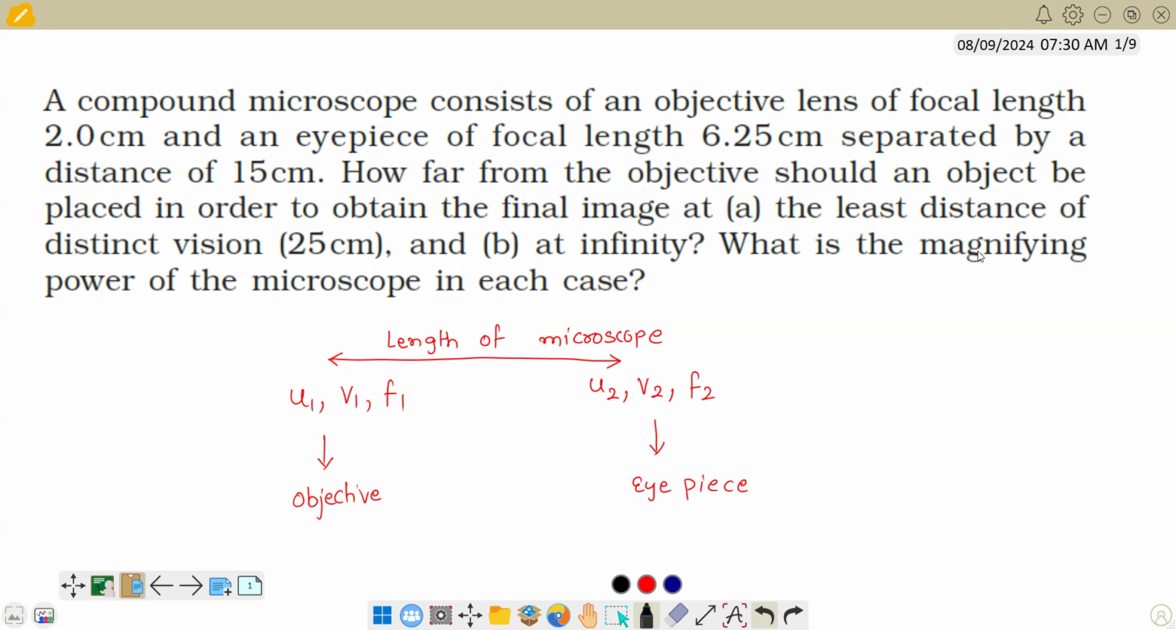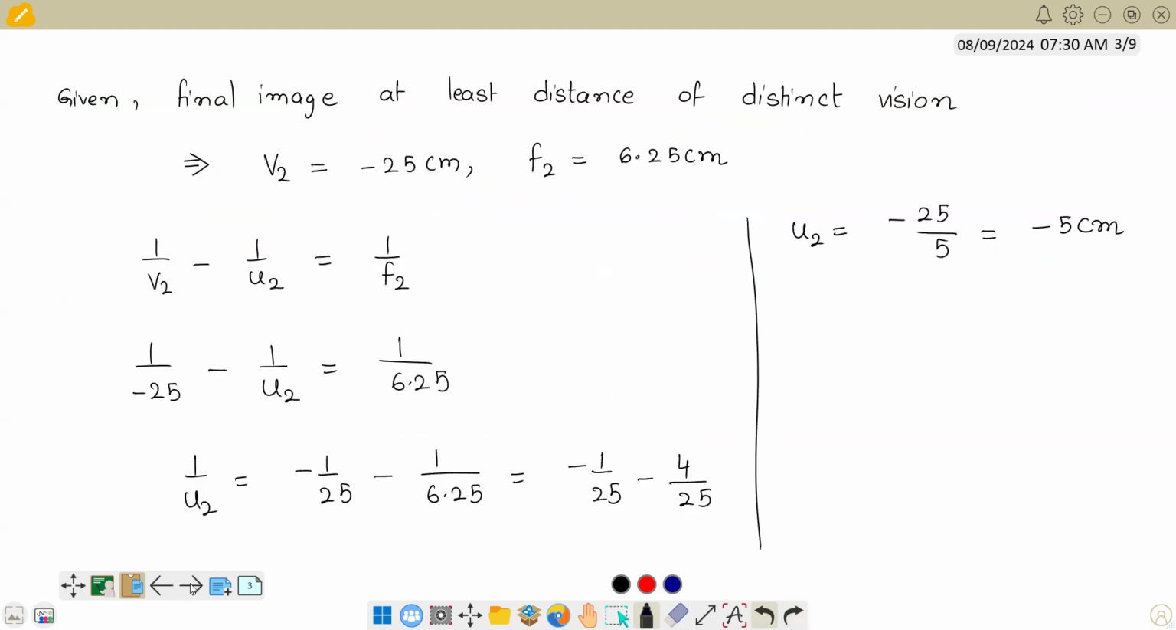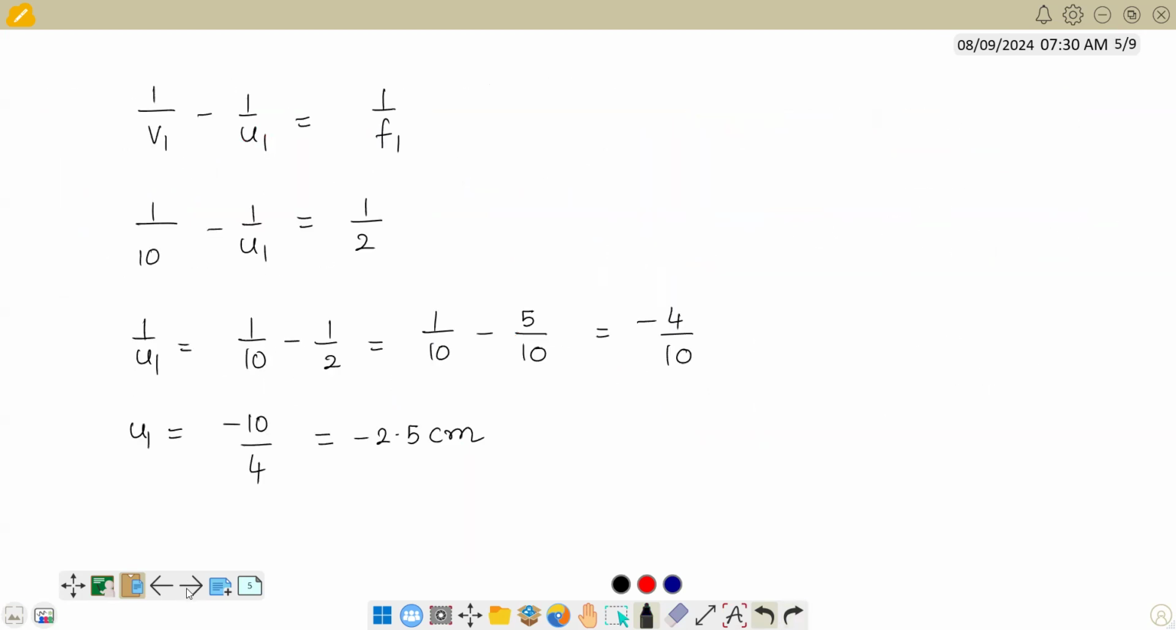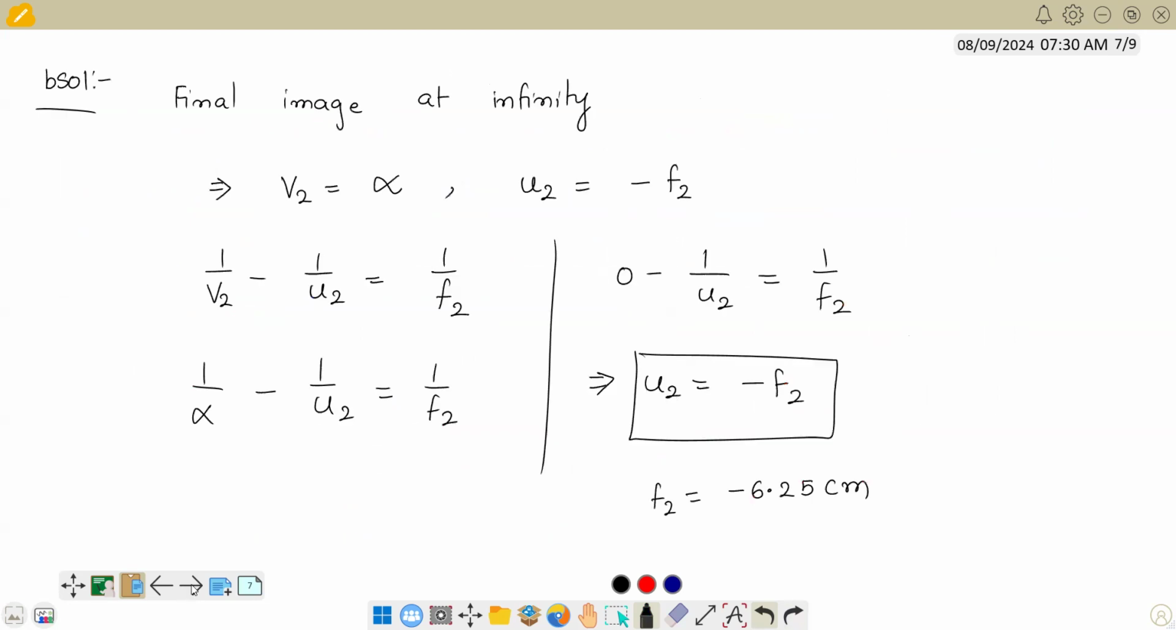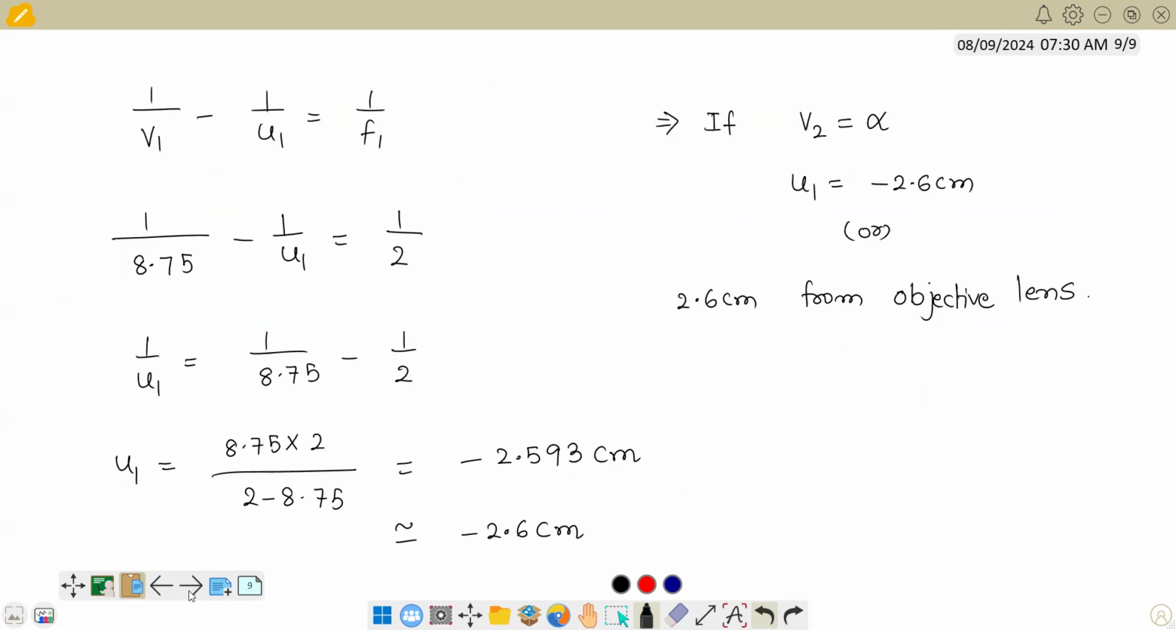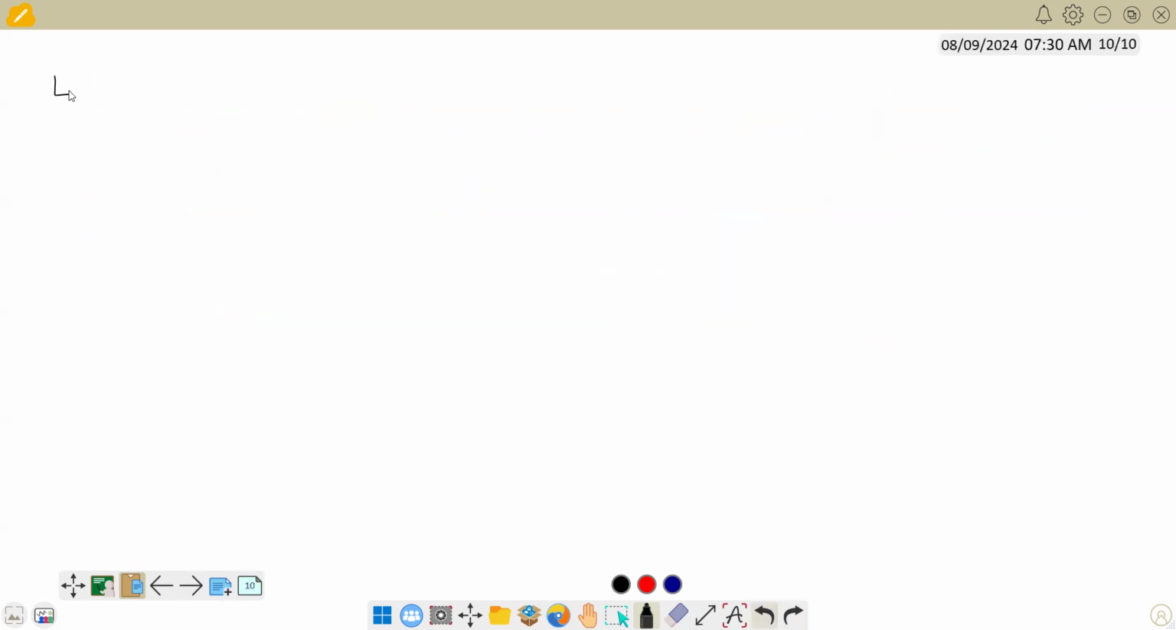And in the last one, he has asked what's the magnifying power of the microscope in each case. If you want the magnifying power of the microscope in each case, we can use a direct formula. But I hope till this point you understood it. Let us go for the magnifying power of the microscope in each case.